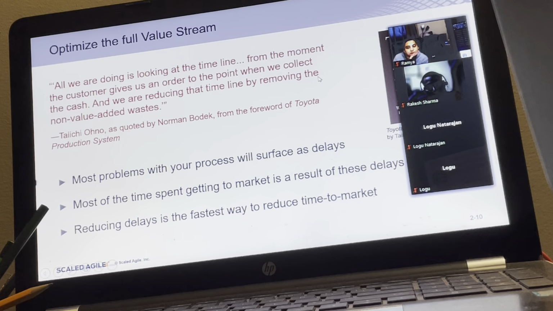Now Logu spoke about some explanation of waste removal. So here there is an example, and we don't do this in much detail, but it is there for an understanding perspective.